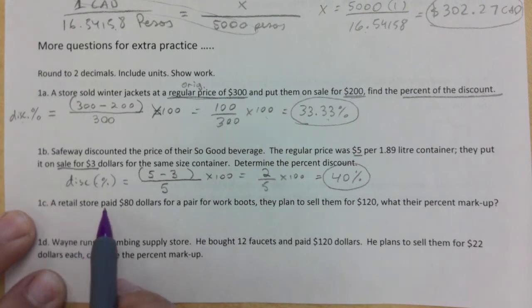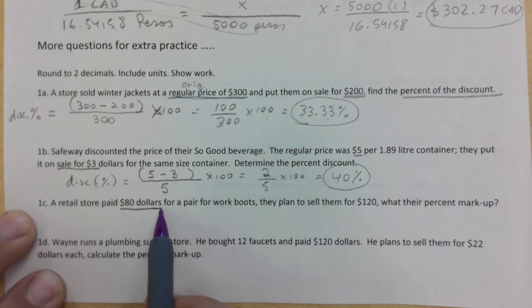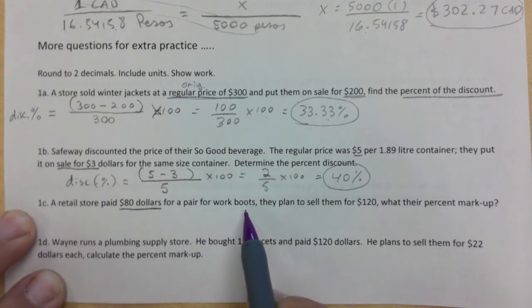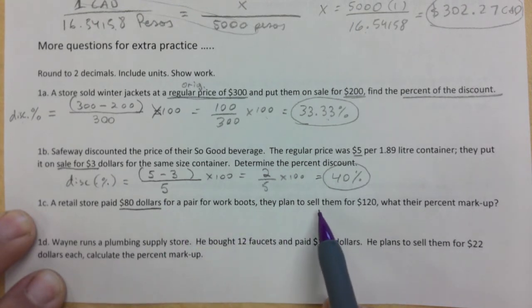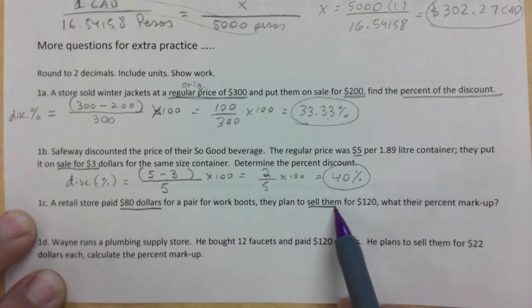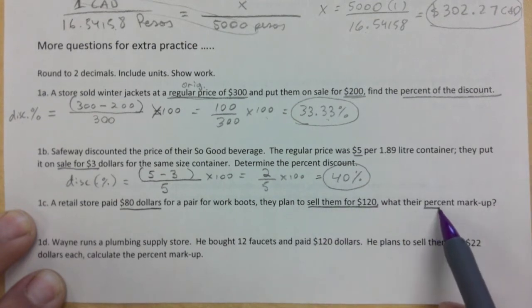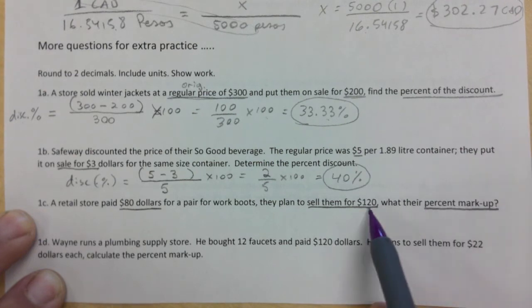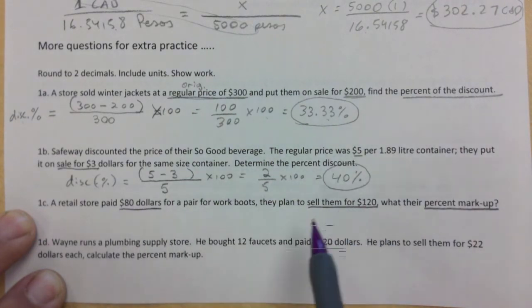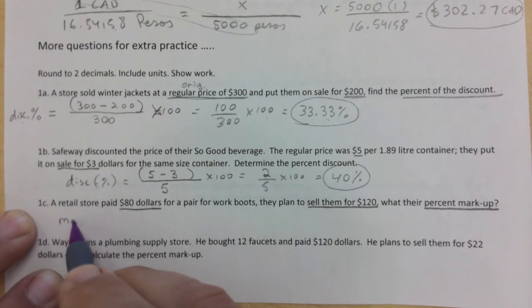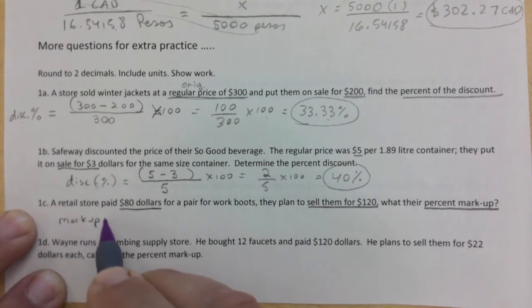A retail store paid $80 for a pair of work boots. They plan to sell them, right? They want to sell them for 120. What is the percent markup? Like, percentage wise, how much did they mark this up? Markup percent.